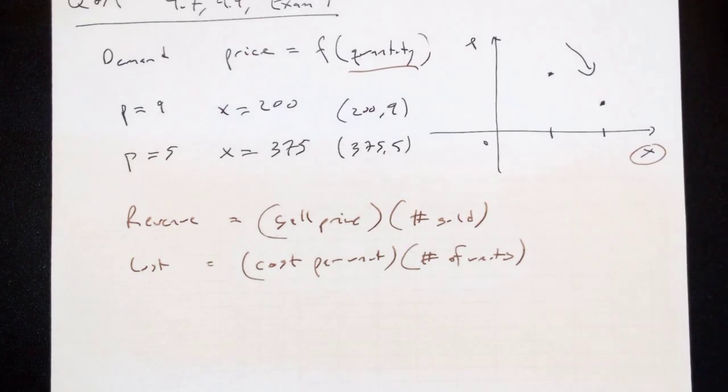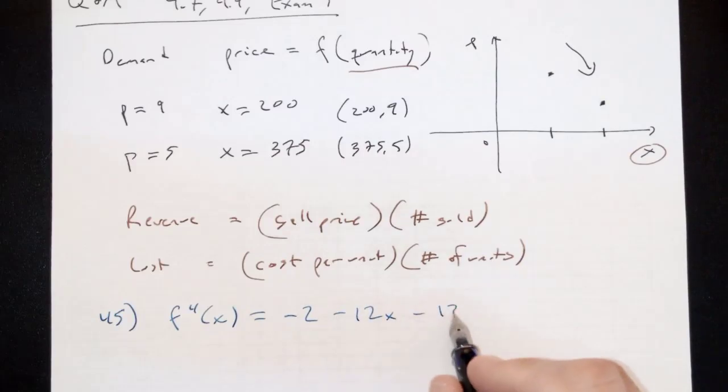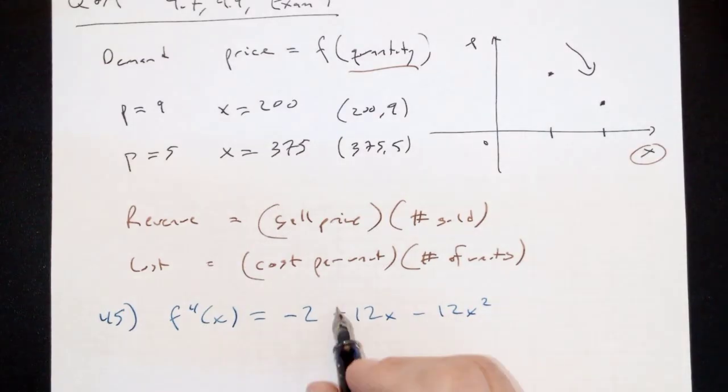Okay, 45. f double prime of x equals -2 plus 12x minus 12x squared. One of those was not a minus. Yes. f of 0 is 4, f prime of 0 is 12.